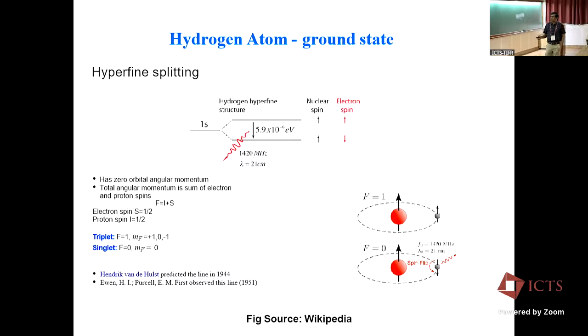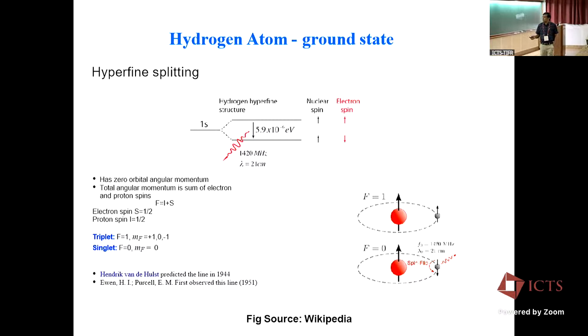When proton spin and electron spin are aligned, that gives me the value F equal to 1. And when they are anti-aligned, that corresponds to total angular momentum F equal to 0. If I take projections, for the triplet state F will be +1, 0, and -1. So the triplet state is degenerate, with a degeneracy value of 3. It has basically 3 energy levels, but with the same energy.